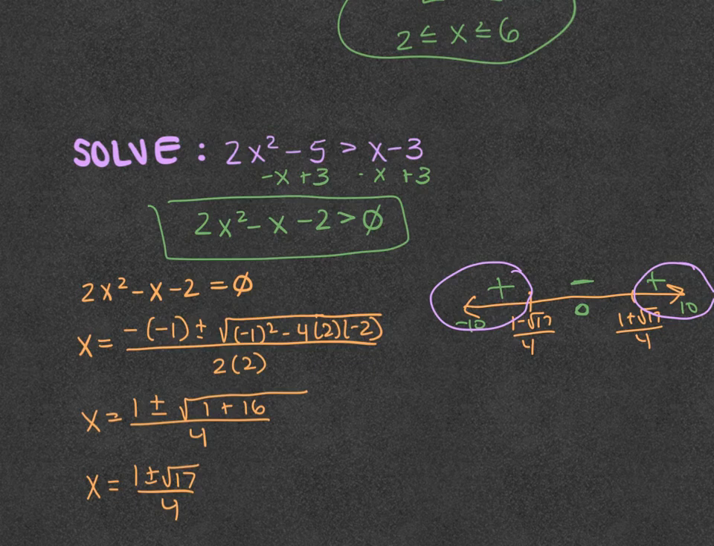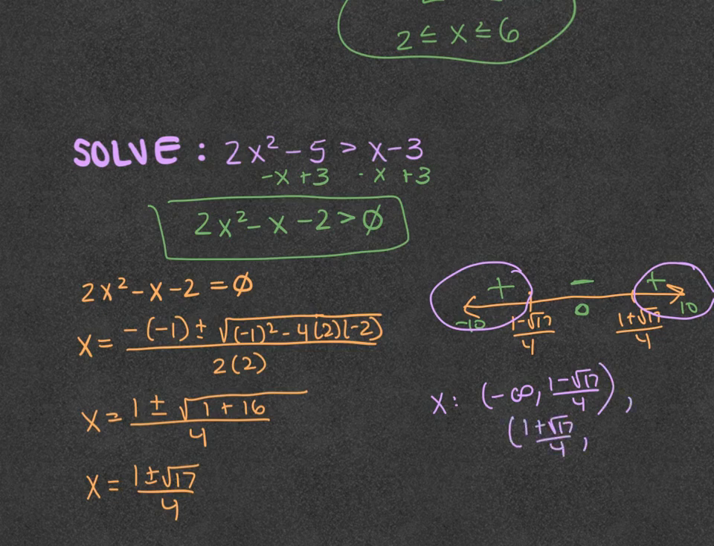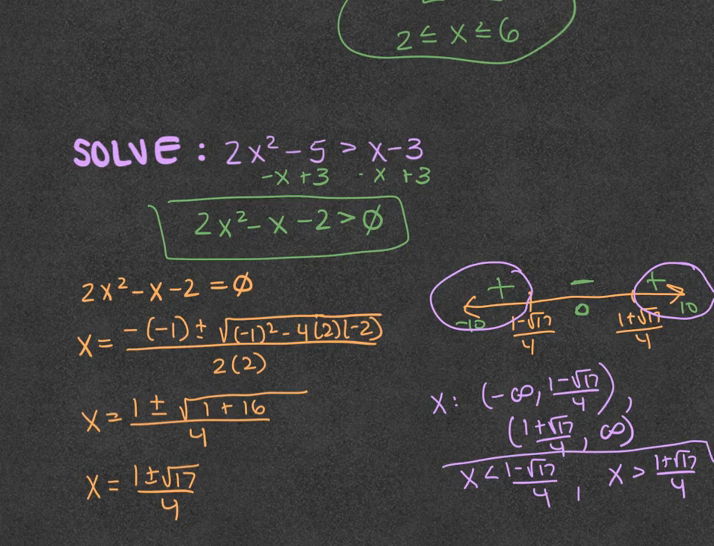I'm not including equal to. So the way I would write this is x is from negative infinity to 1 minus square root 17 over 4, not including, and 1 plus square root 17 over 4 to infinity. Again, not including, so we have parentheses. Or you can write it as x is less than 1 minus square root 17 over 4, and x is greater than 1 plus root 17 over 4. So gross numbers, but either way works.